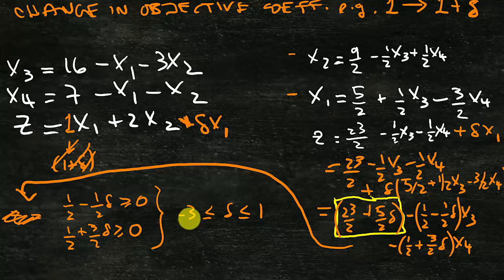Sorry, no, not -3. We have that 1 plus 3 delta is greater than 0. So delta is greater than -1/3. And then this is the conclusion that we have.